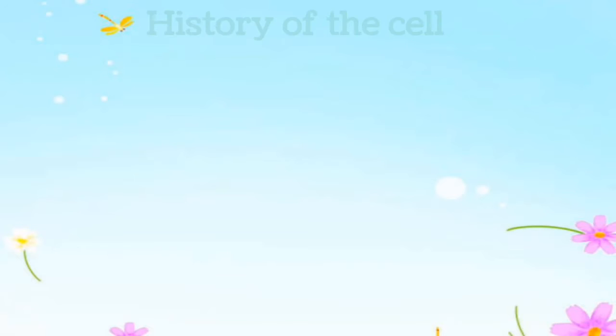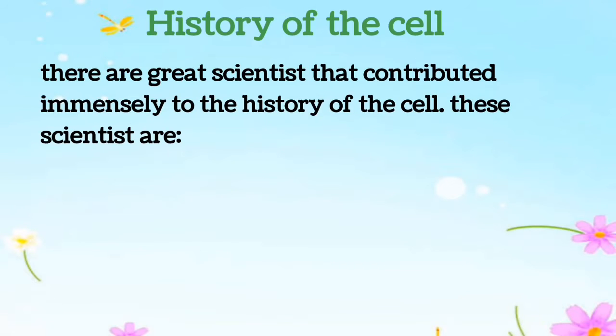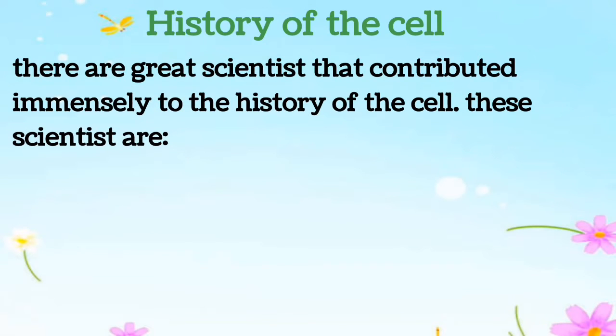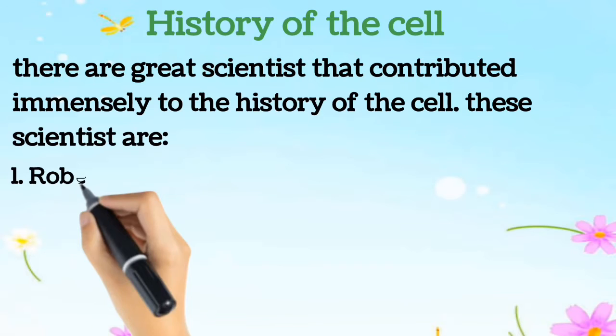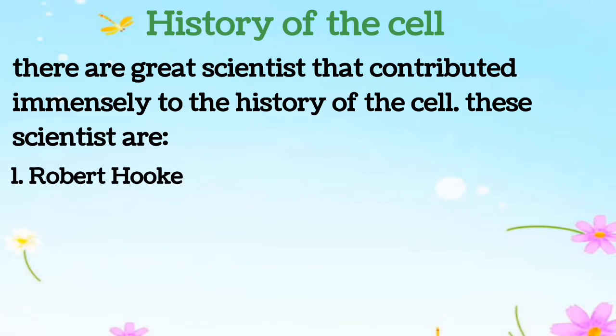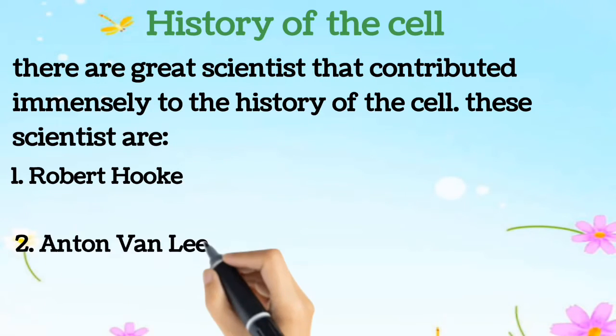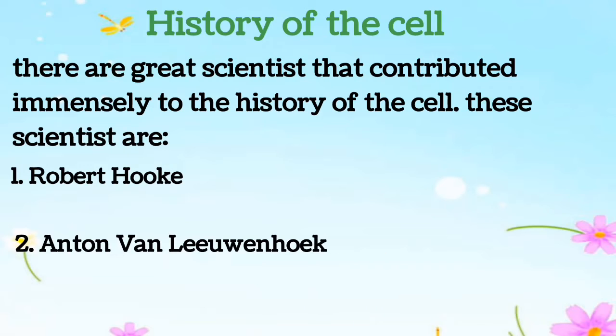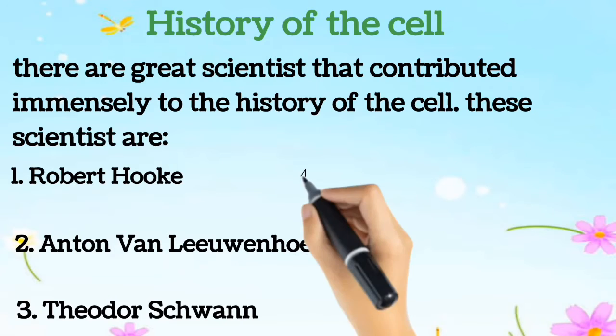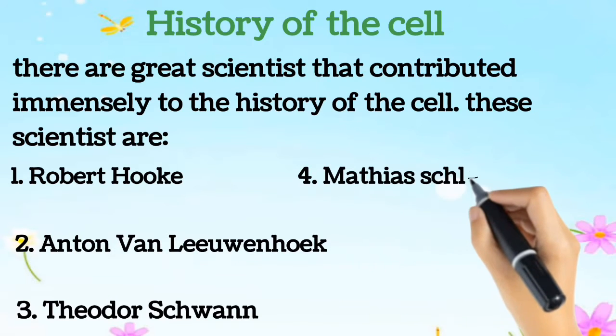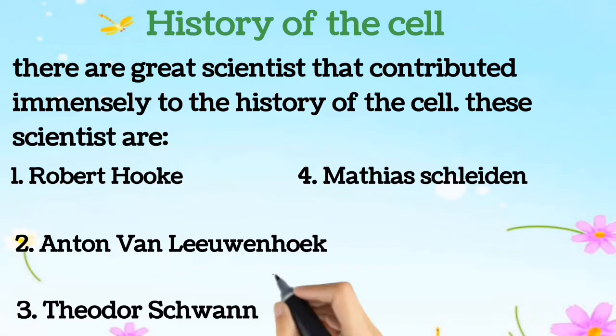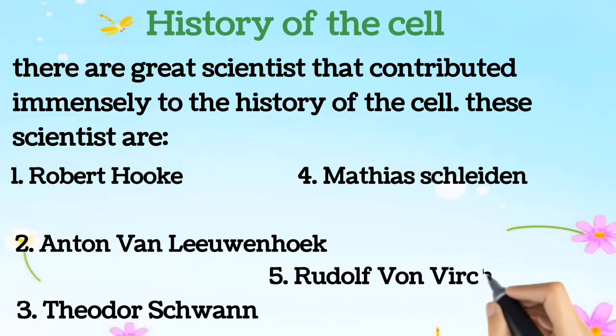Let us now discuss the history of the cell and scientists that developed the cell theory. Some of the scientists that contributed to the history of cell are: Number 1, Robert Hooke. 2, Anton van Leeuwenhoek. 3, Theodor Schwann. 4, Matthias Schleiden. 5, Rudolf von Virchow.